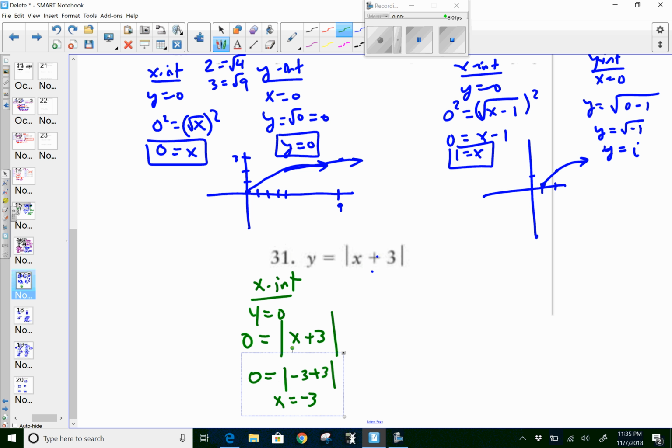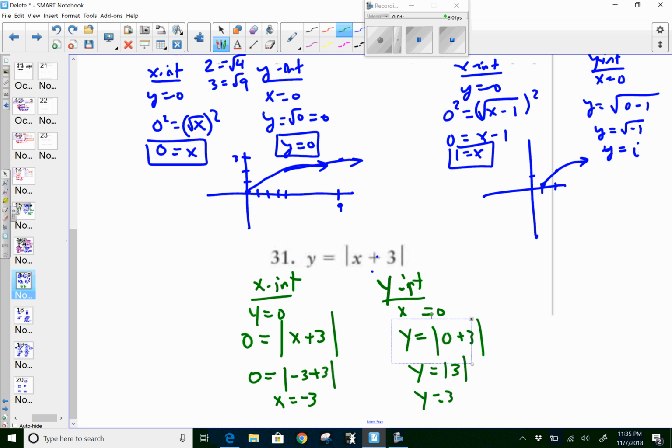For the y-intercept, what we do is set x equal to 0. So here I have y is equal to the absolute value of 0 plus 3. So the answer for this is y is equal to the absolute value of 3, and so y has to equal 3. Okay, so now I have my two intercepts.